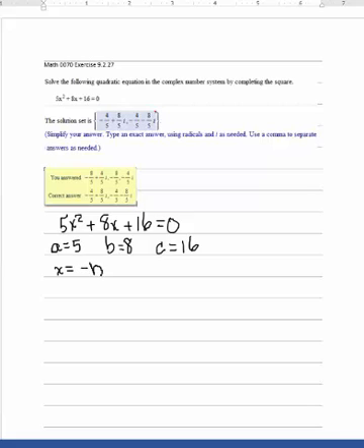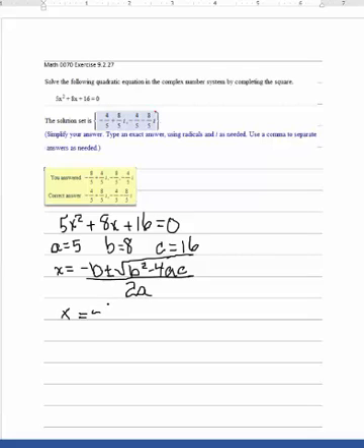x is negative b plus or minus the square root of b squared minus 4ac over 2a. So we're going to plug the values in for a, b, and c.